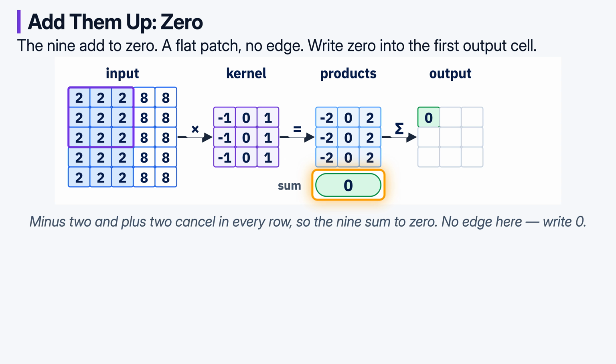Add the 9 products. -2 and +2 cancel in every row, so the whole thing sums to 0. A flat patch, no edge. Write a 0 into the first output cell, exactly what this kernel was built to do.